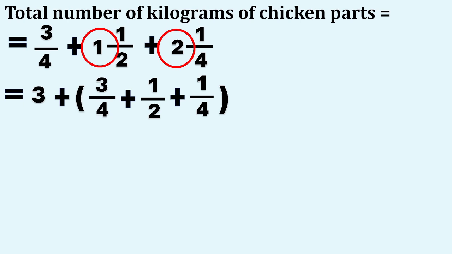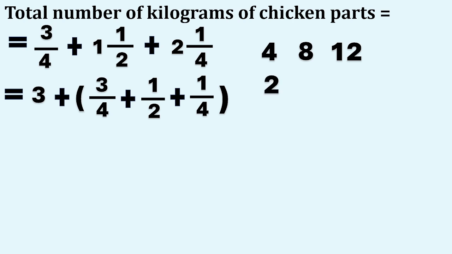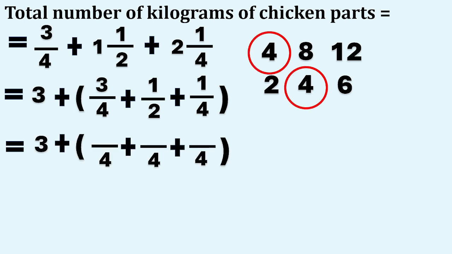And start making multiples of each of them. The multiples of 4, we have 4, 8, 12. The multiples of 2: 2, 4, 6. 4 will be our LCD. Next step, divide the LCD by denominator 4. 4 divided by 4 equals 1. Multiply the answer by the numerator 3. So 1 times 3 equals 3.